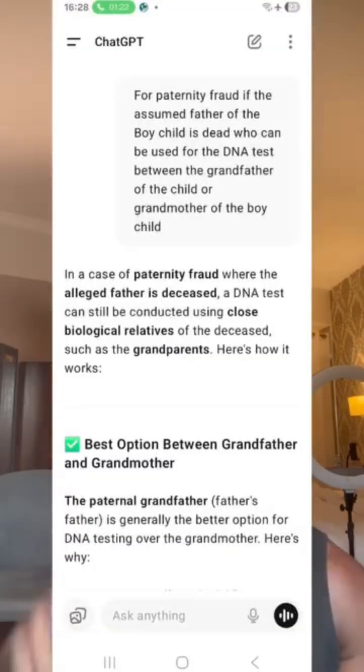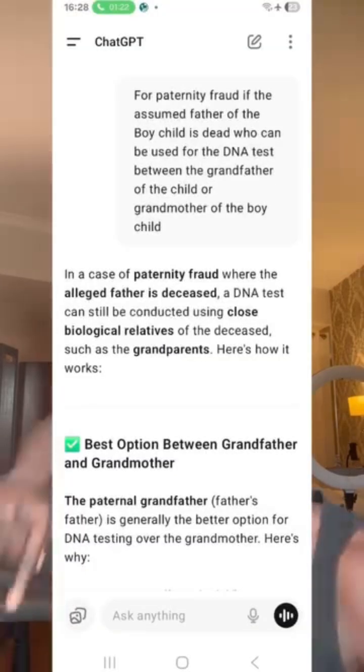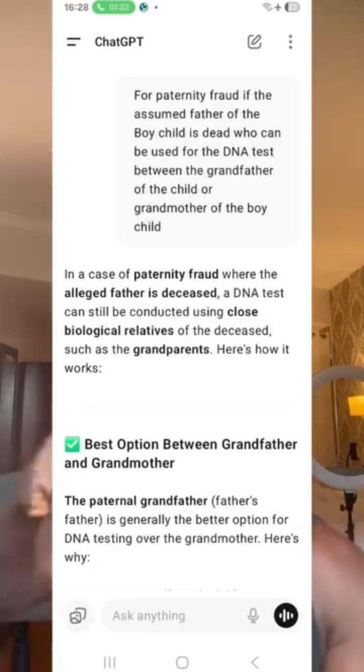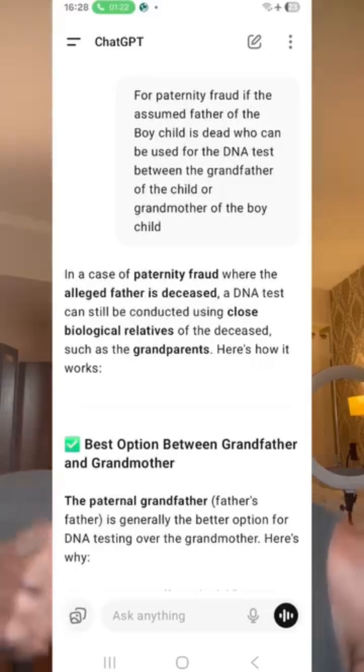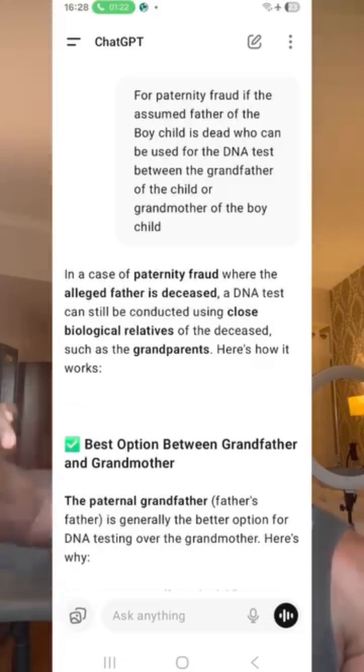Might use that same ChatGPT. For paternity fraud, if the assumed father of the boy child is dead, who can be used for the DNA test between the grandfather of the boy child or the grandmother of the boy child? For paternity. Paternity means papa. Do you understand? Paternity means papa.